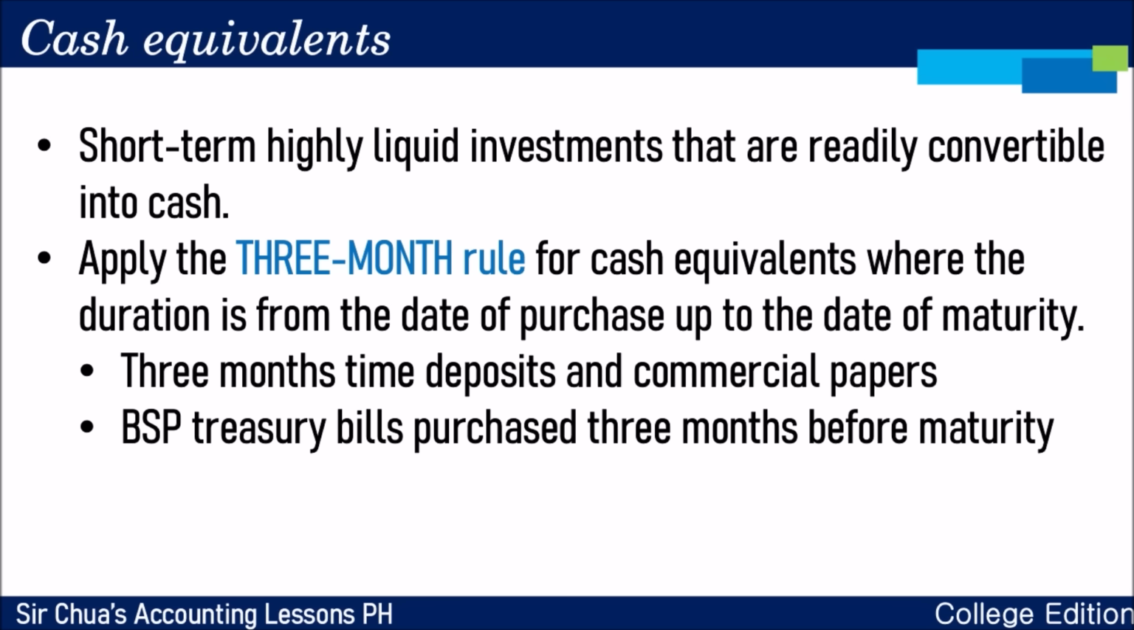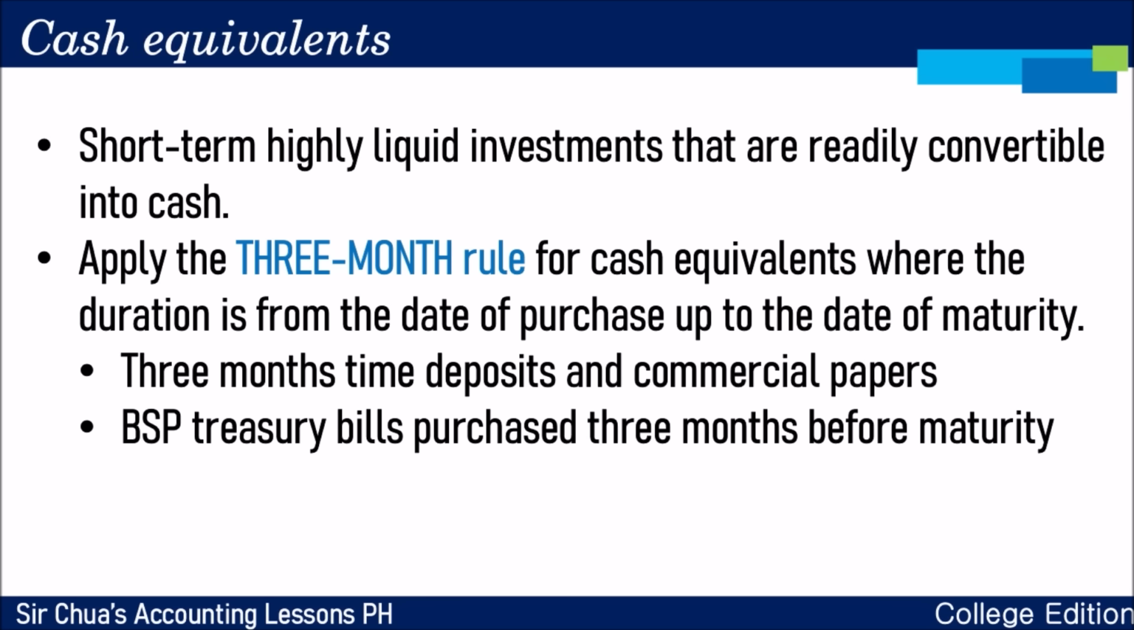So, applying the 3-month rule for cash equivalents is not just counting 3 months before the date of maturity. It's about the duration from the date of purchase to the date of maturity. Remember, the date of purchase, count 3 months up to the date of maturity. Okay? Hindi po pwede yung isang taon mo nang hawak, let's say for example, yung treasury bill, and then by December 31, 3 months na lang kasi siya to maturity. Hindi po ganun yun, okay? Ang titignan mo is the date of purchase.